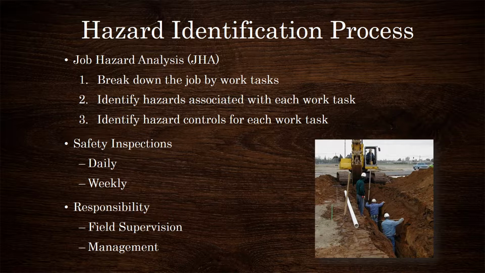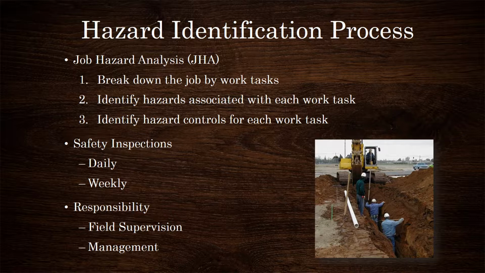The first step in the JHA process is to break down the job into individual work tasks. The second step is to identify the hazards associated with each work task. The third step is to identify the hazard controls needed for each work task.